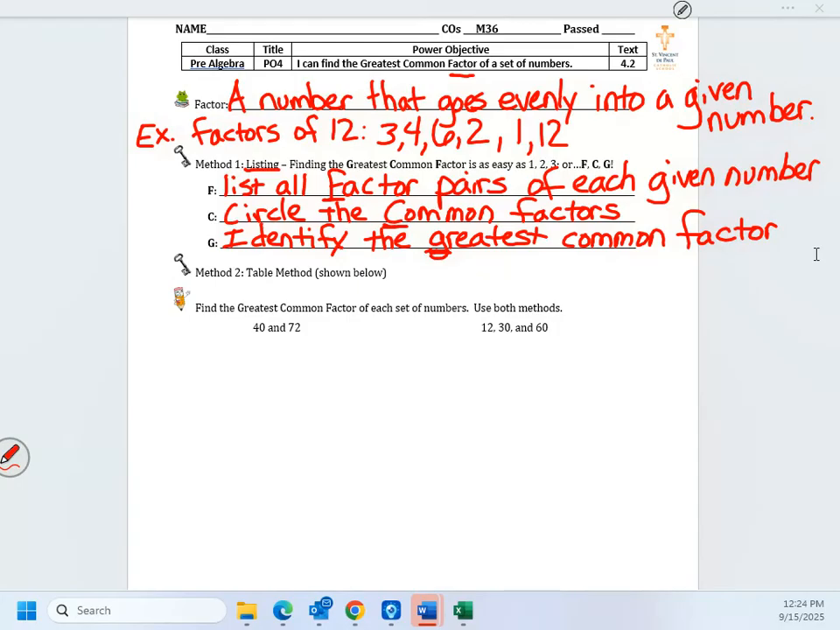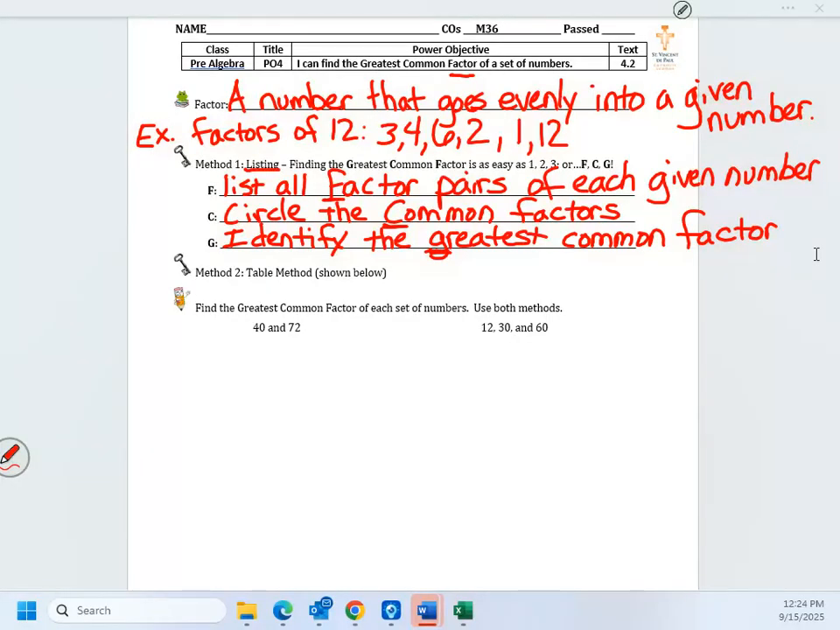How do we feel about the listing method? Okay. That one is a little more basic. The problem with using the listing method is sometimes we forget factors that go into a number. You might forget a factor pair. You might forget 6 times 2 also equals 12. And then that's gonna throw us off because that greatest common factor that they share might have been in there.